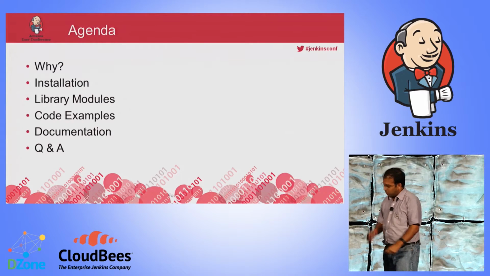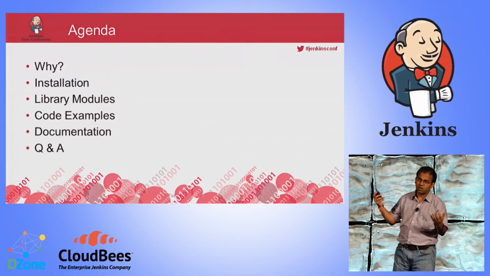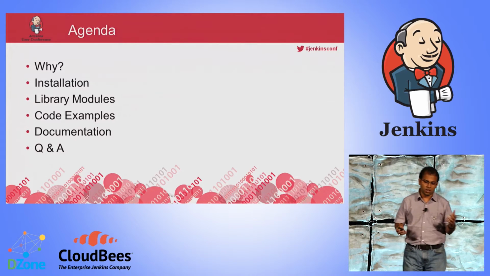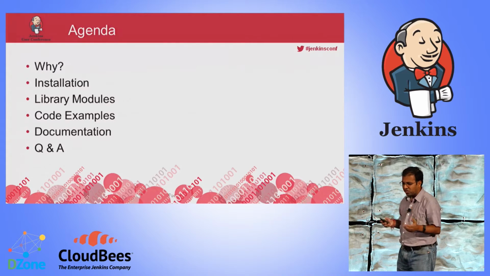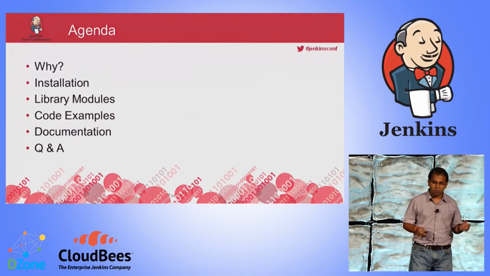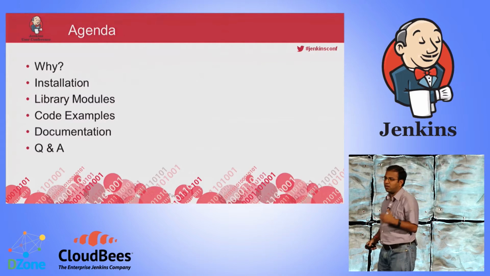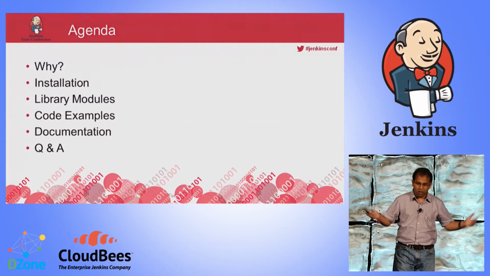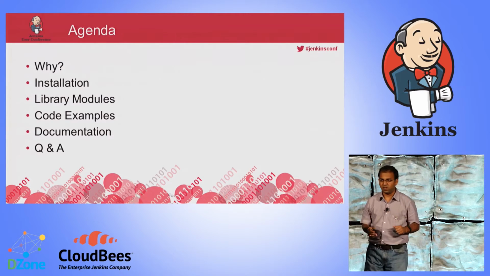So the talk is titled Orchestrating Jenkins Pipelines using Python and Jenkins API. Somebody had asked me around a month back, what do you mean by orchestrating? So I'll try and explain that over the period of the talk, but let's see the agenda first.